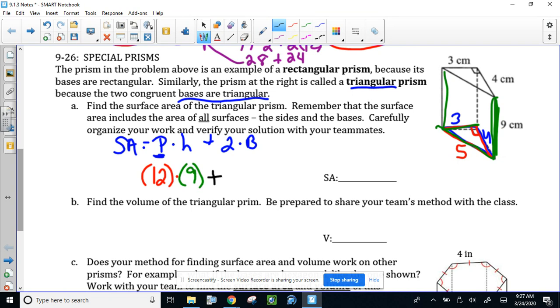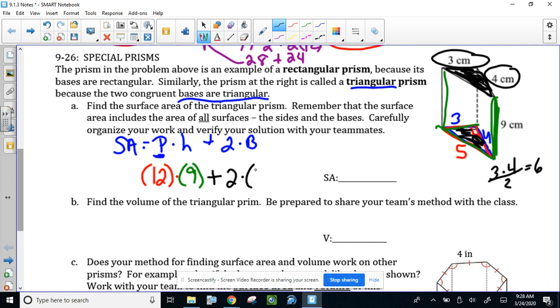Then we're going to add in 2 times the base area, and that's because there is a triangle on the bottom and a triangle on the top that we're going to catch the area of. We need to know the area of those 2 triangles. The area formula for a triangle is the base times the height divided by 2. We have a base and a height because those are what make our right angle. Base times height would be 3 times 4 divided by 2. So 3 times 4 is 12, divided by 2 gives us a base area of 6.